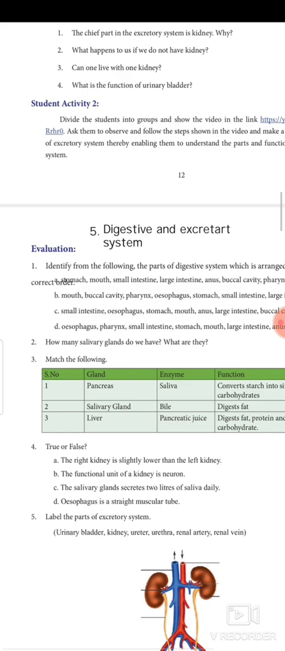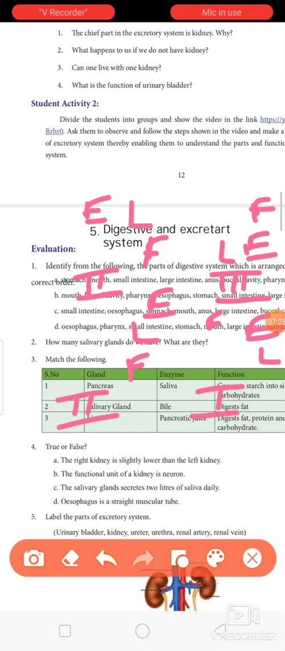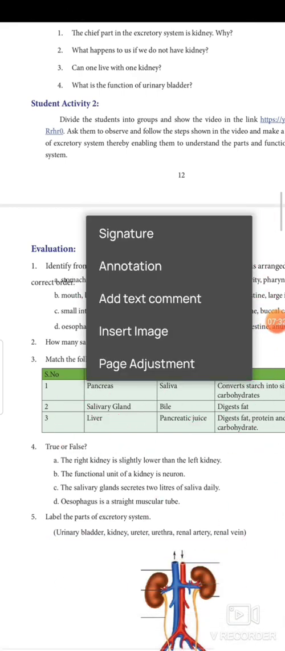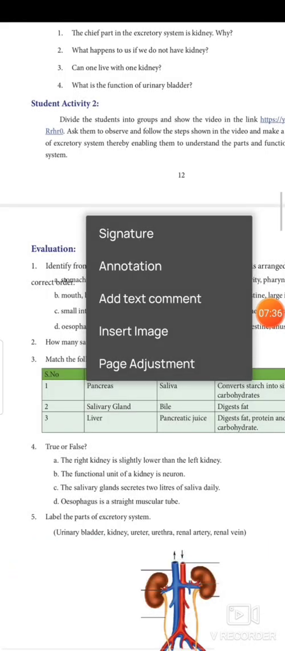A starts with stomach. Always the digestive system starts with mouth. So stomach is wrong. The B starts with mouth. Let's see the remaining also. C starts with small intestine. It's also wrong. Let's see the D. It is also a wrong startup. So B will be the right answer.